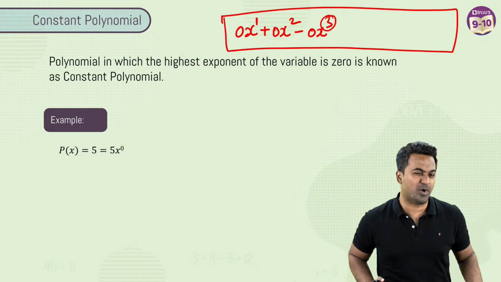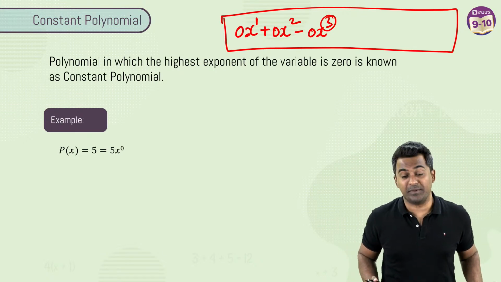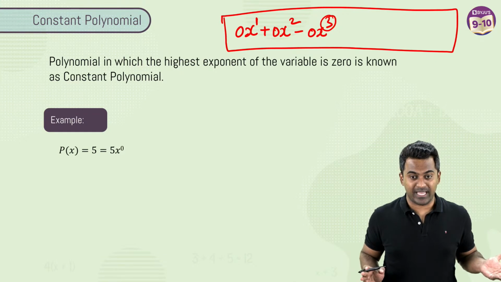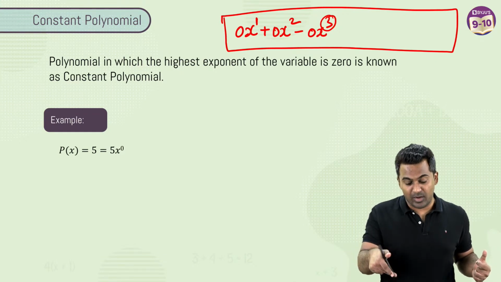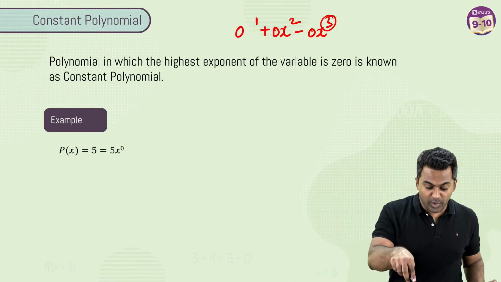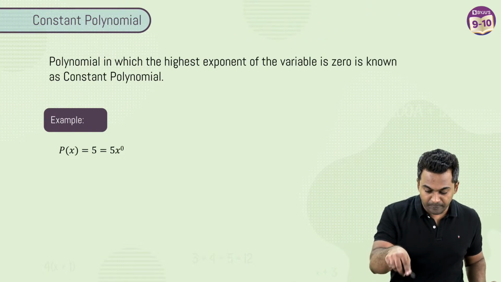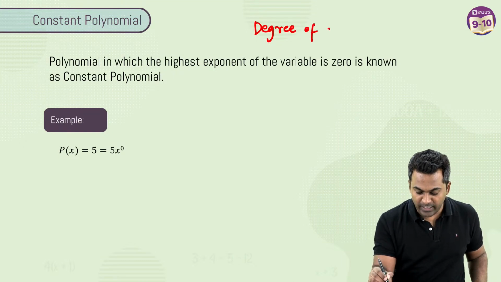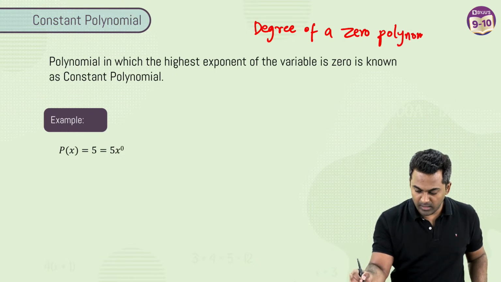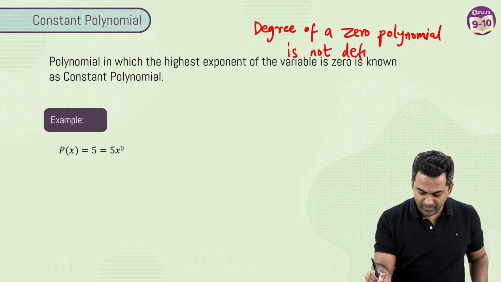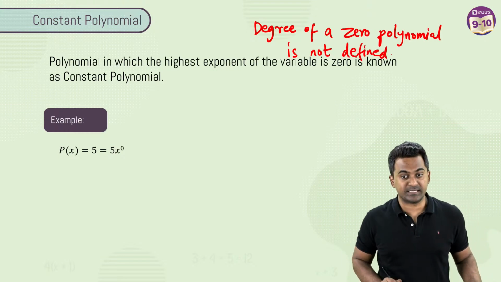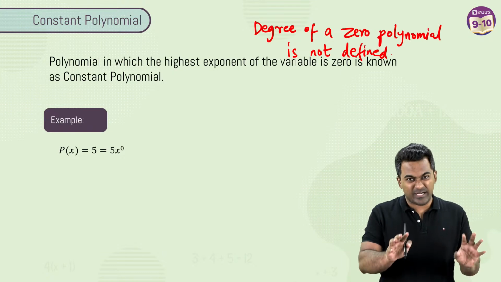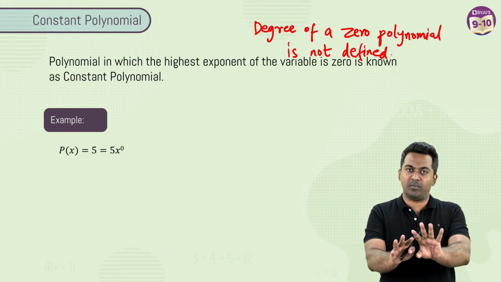This is a very important point, and I want you guys to note it down in your books. I'm sure you've understood this now. The degree of a 0 polynomial is not defined, because it can be anything. Degree of a 0 polynomial is not defined. It's infinite. You've understood that now, right? All the doubts related to 0 polynomial are clarified.